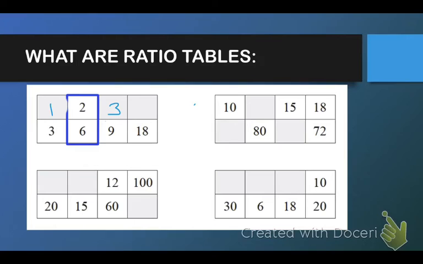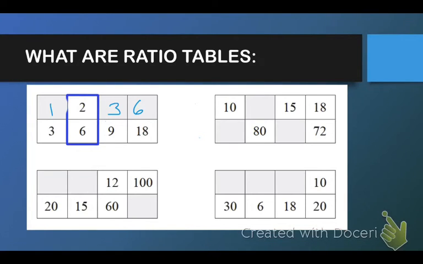So once again, we can use our proportion. 2 over 6 equals c over 18. 18 times 2 is 36. 36 divided by 6 is, well, 6. So our answer is 6. Ladies and gentlemen, that is a completed ratio table. I'm also going to show you the second one down below.